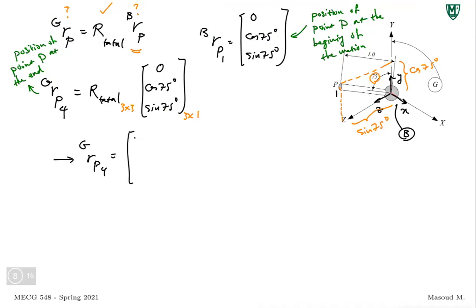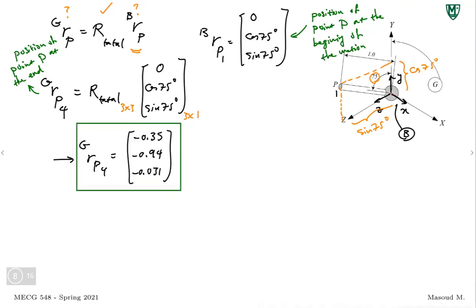That'll give you minus 0.35, minus 0.94, and then minus 0.031. That would be the position at the end. That's what we were looking for.